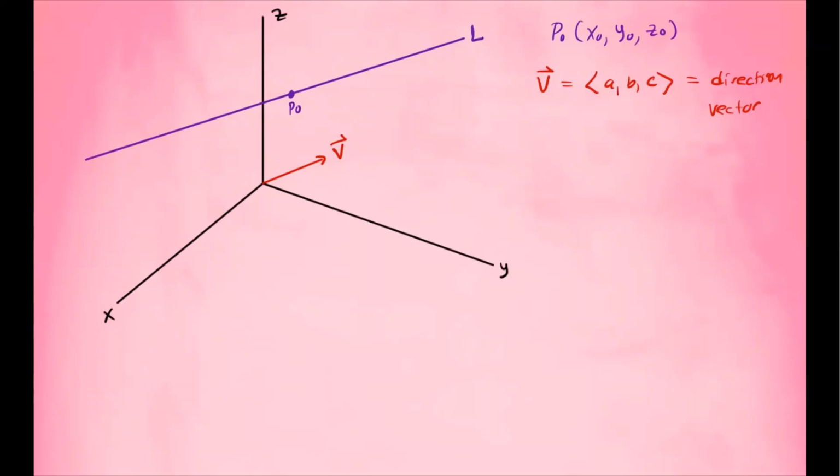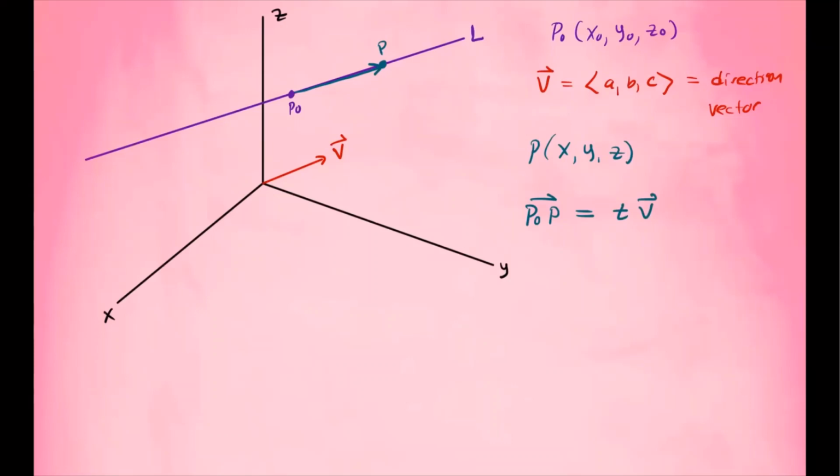So let's suppose I find another point on the line, so I can create a vector from here to here. Let's say this point has the coordinates x, y, and z. So this vector that I just created is going to be parallel to the direction vector v. So we can say that the vector from P0 to P is going to be a scalar multiple of vector v. So let's say t is a scalar multiple, and this is vector v.